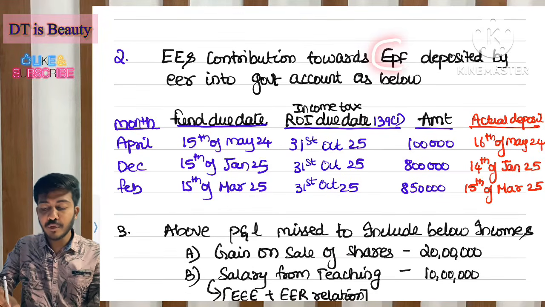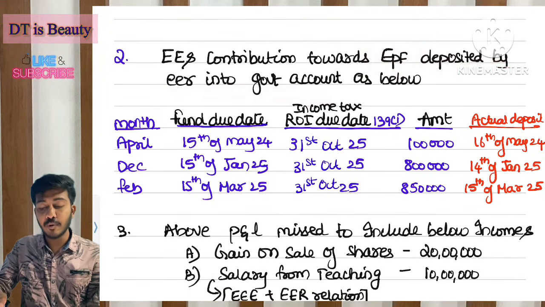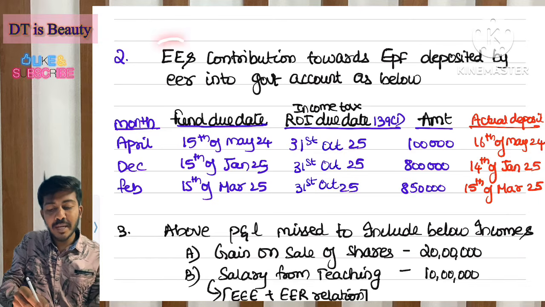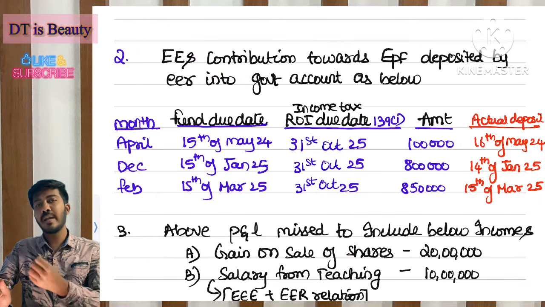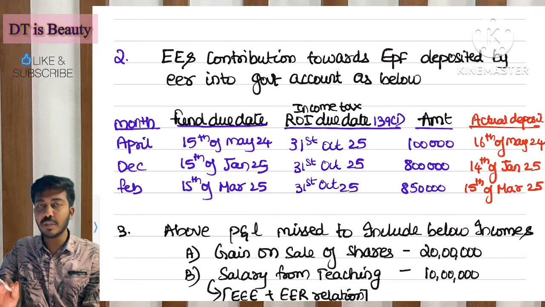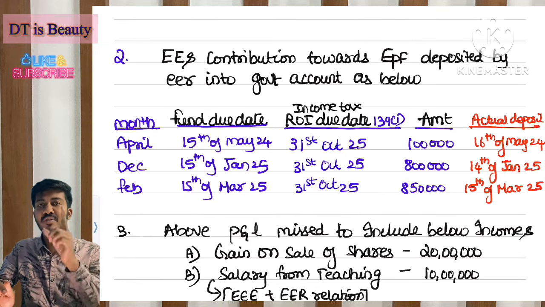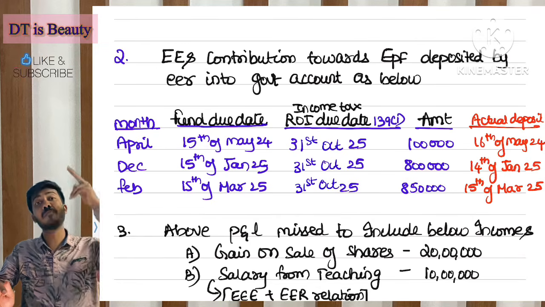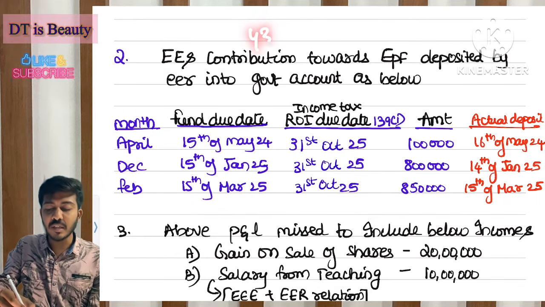Employees' contribution to EPF deposited by the employer into the government's account as below. That is why employees' contribution will never be there in the P&L, because it is the employee's share which he is contributing to the PF. But the employer is acting as a mediator, right? He has to deposit that money within that respective fund due date. We learned that, right? 43B will never come for this.